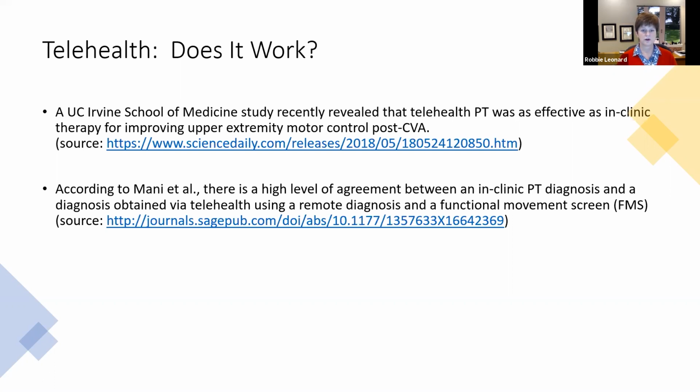A UC Irvine School of Medicine study recently revealed that telehealth PT was as effective as in-clinic therapy for improving upper extremity motor control post-stroke. So you might be thinking, what patient populations are appropriate for telemedicine or telehealth? Let me use the right terminology. And it's not limited to your orthopedic patients. So something to consider, according to another article, there was a high level of agreement between an in-clinic PT diagnosis and a diagnosis obtained via telehealth using a remote diagnosis and a functional movement screen.